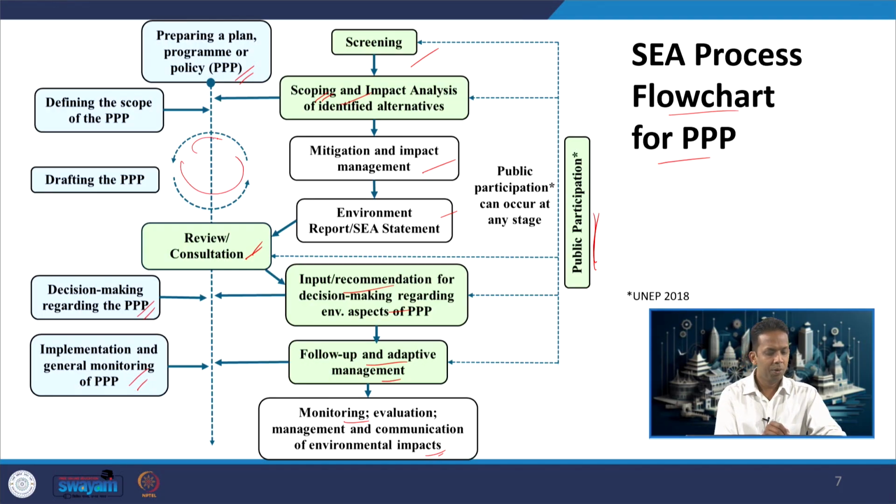This circular loop shows that while drafting the PPP or preparing the report, once we get the recommendations from the public or from consultation, it can be modified. That continuous improvement loop, which we also saw at the heart of ISO 14001 or the environmental management system, is visible here after public consultation. So, the draft and the scope can be revised after review and consultation, so that when it goes beyond that stage, at follow up and adaptive management or decision making, we have the final version.